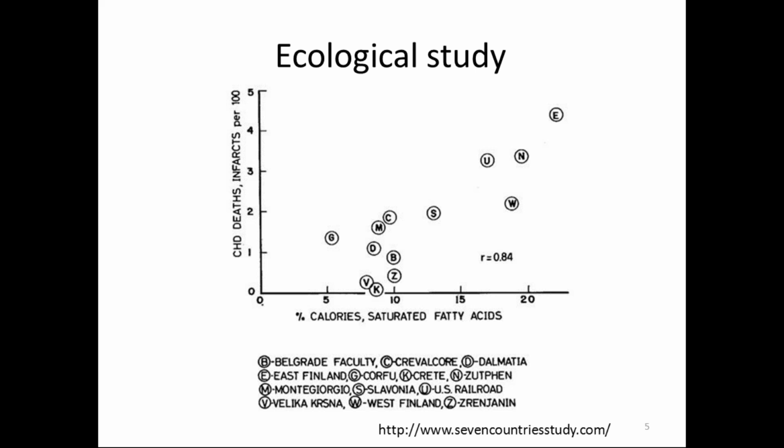What you can see is that G here is Corfu, right? So a Mediterranean area. E is Eastern Finland, all the way on the end, with about 25% of calories from saturated fat. It turns out this region was a logging region in Finland, and the standard meal that people would take with them was a sandwich of butter and cheese, right? So very high saturated fat content.